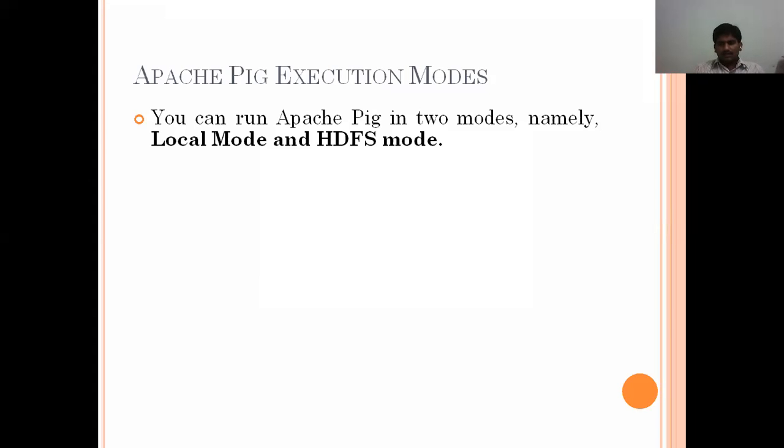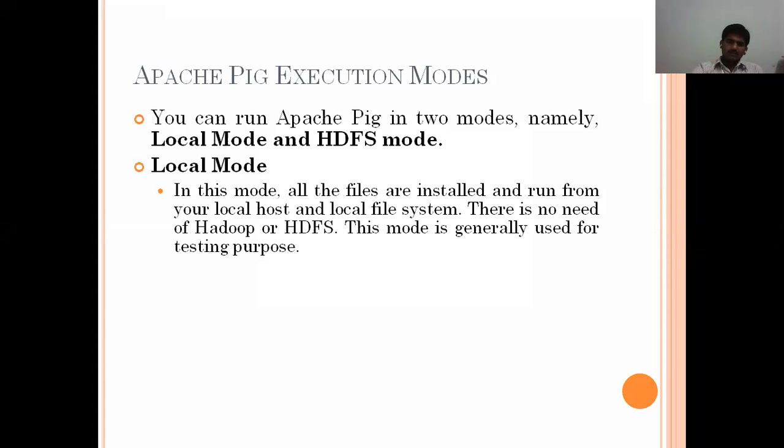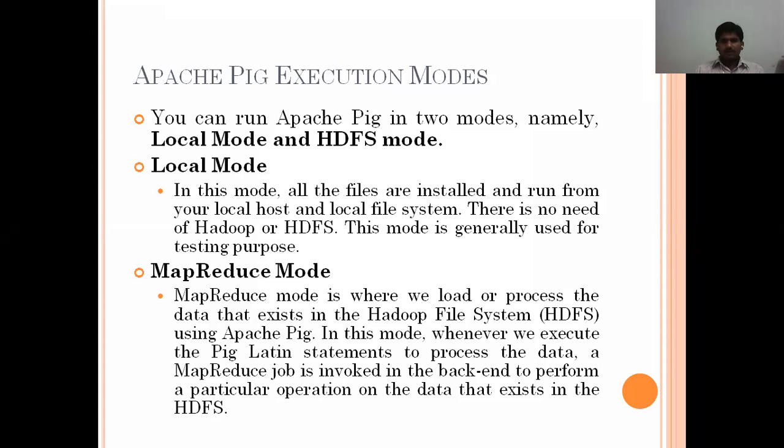Then we can collect the data and store it locally. In the local files itself we can execute the statements directly without the help of any HDFS. So that is one. Another one is the map reduce mode. In the local mode, the files are installed and run from your local host and local file system. There is no need of Hadoop or HDFS. This mode is generally used for testing purposes. So local mode is going to be used for testing.